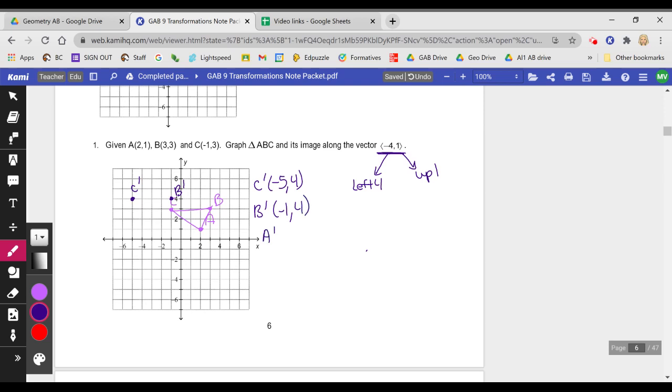Now A prime, I could continue to count, but I can also notice that really what I'm going to do is I'm going to take 2, I'm going to do minus 4, comma 1 plus 1, and that gives me my new point, negative 2, 2, which if you can see is left 4, up 1. So I can do this by graphing or by adding and subtracting x and y, because a translation is always a slide, which is always adding and subtracting x or y.